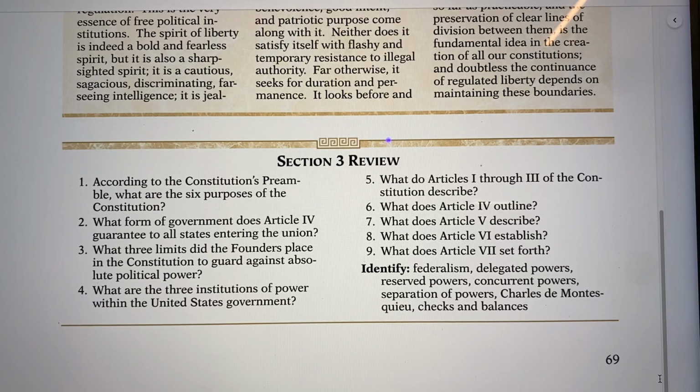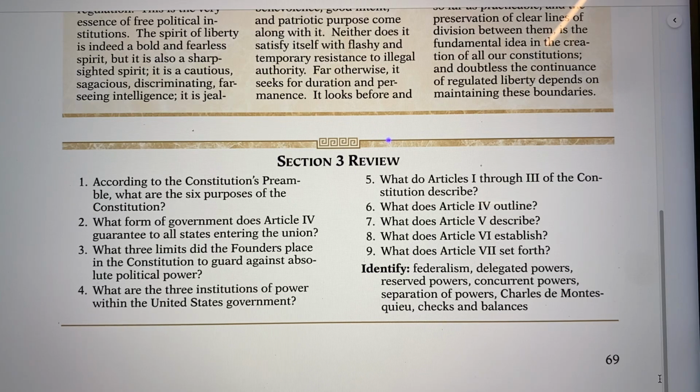To form a more perfect union, to establish justice, to ensure domestic tranquility, to provide a common defense, to promote general welfare, and to secure the blessings of liberty. So, to form a more perfect union, to establish justice or righteousness, to ensure domestic tranquility, peace in our home, to provide a common defense, so we have a military to defend us, and to promote our general welfare with the blessings of liberty. Great, it's all in the preamble.